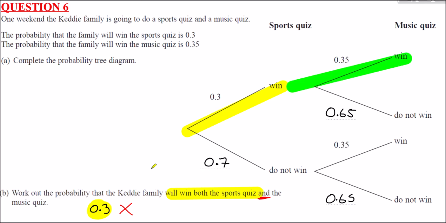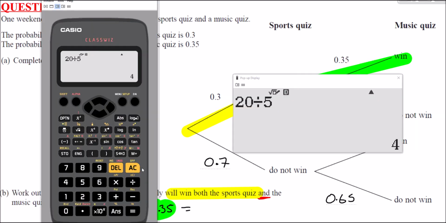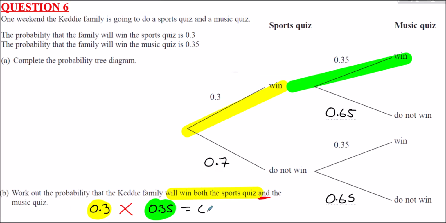So the calculation we need is 0.3 multiplied by 0.35. Let's see what that gives us. 0.3 multiplied by 0.35 gives us a probability of 0.105, or if you want to, you can leave it as a fraction. Either's fine. I'm going to give it as 0.105. It's your choice whether you want a decimal or fraction. Doesn't really matter.